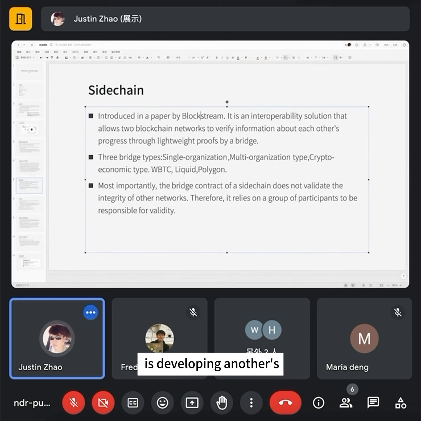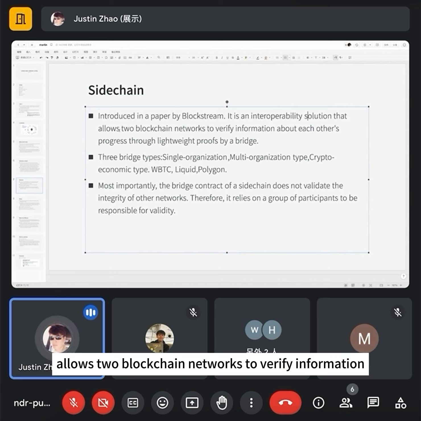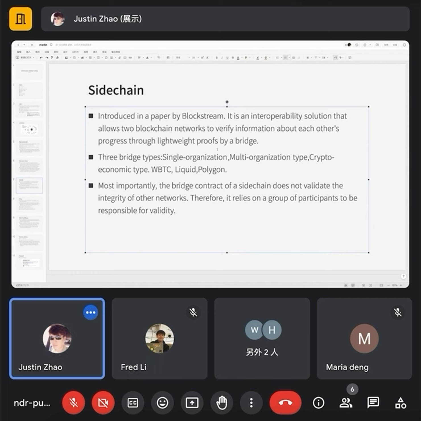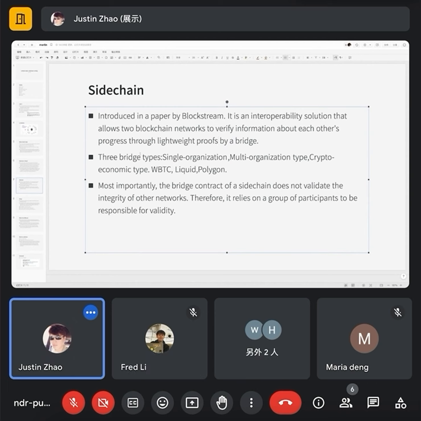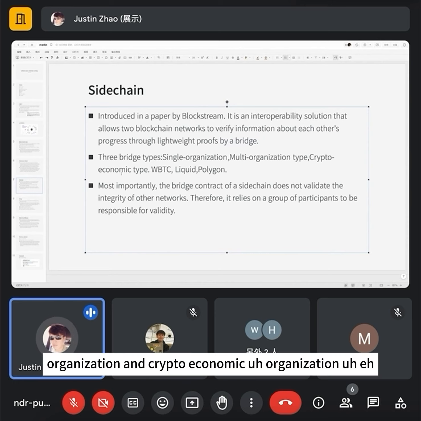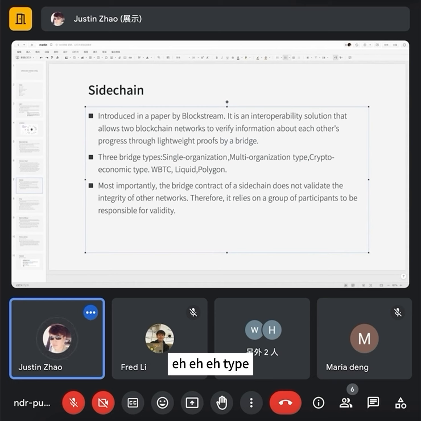The team is developing another Bitcoin layer 2, a sidechain called Liquid. A sidechain is a solution that allows two blockchain networks to verify information about each other's progress through a bridge. There are three bridge types: single organization, multi-organization, and crypto economic type. What does that mean?